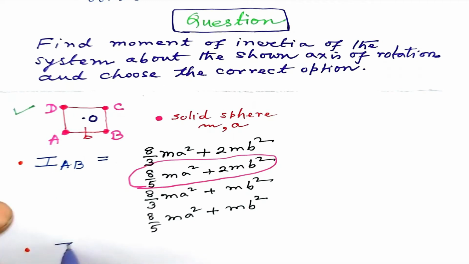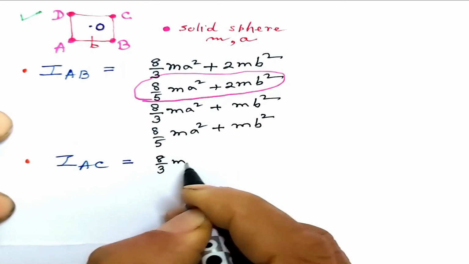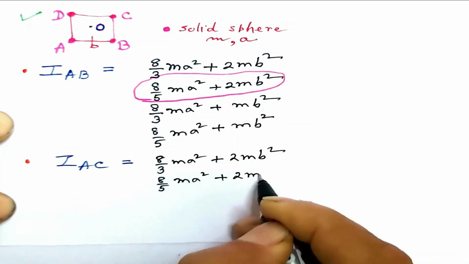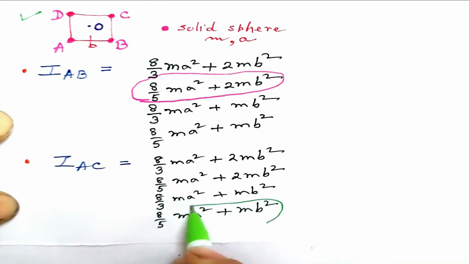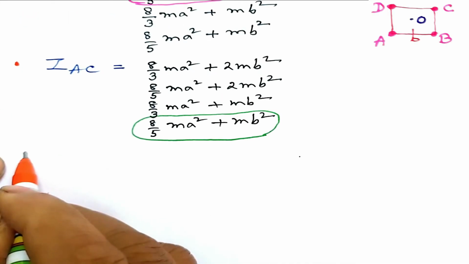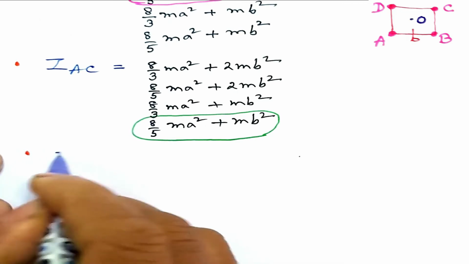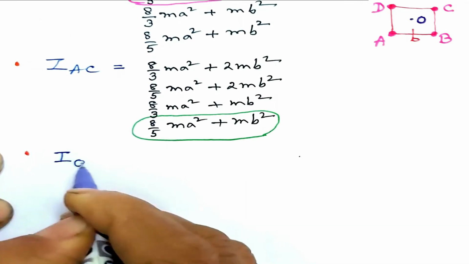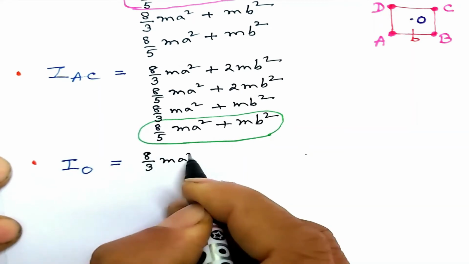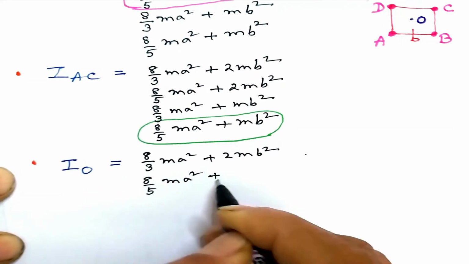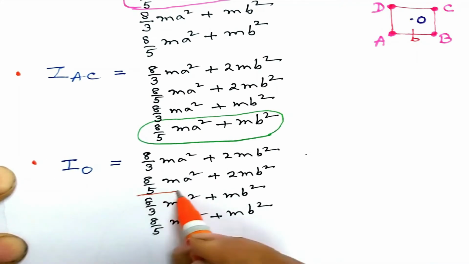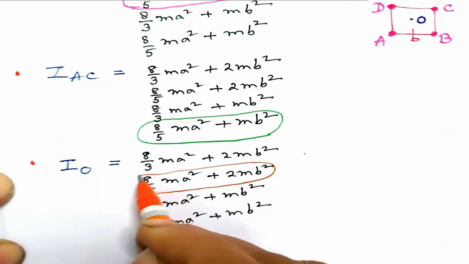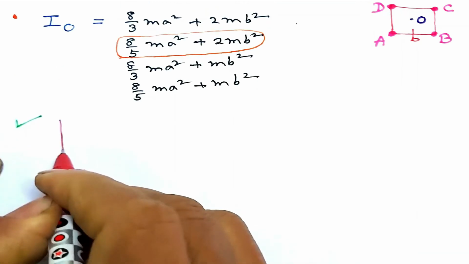next, what is the moment of inertia of the system about the diagonal AC? Options are, and the correct option we got was, next, what is the moment of inertia about a perpendicular axis through midpoint O? Options are, and the correct option we got was, let us draw another figure.